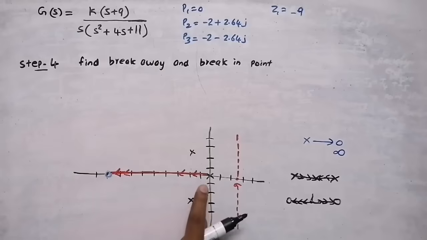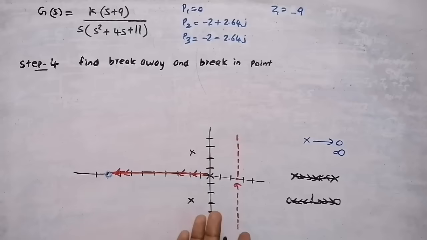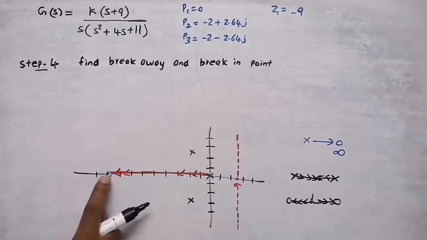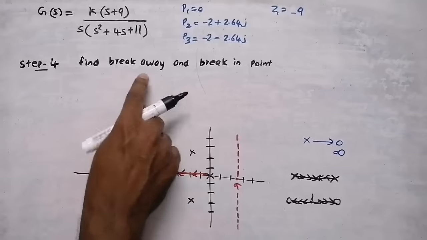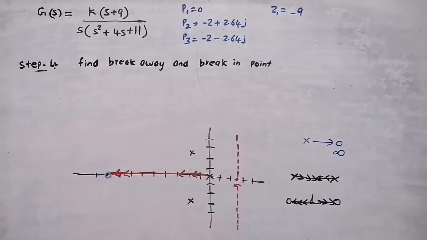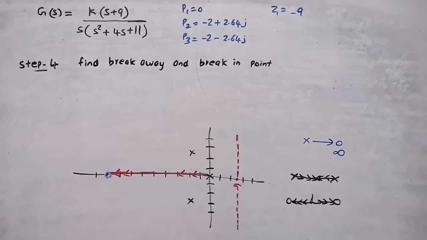So in this question, here there is a pole and here there is a 0. So there is no breakaway or break-in point. If suppose there is a pole here, and here there is a pole, at that time there will be a breakaway point. But in this question there is no breakaway or break-in point. In the previous video I explained how to find breakaway and break-in points using the characteristic equation. Please watch that video. In this question there are no breakaway or break-in points.